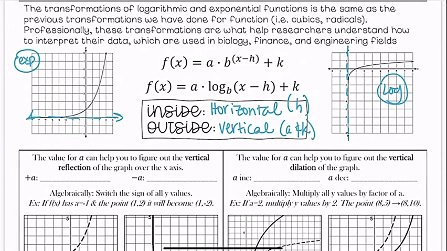For these ones, we don't have B. B is normally another horizontal dilation. We're not doing that for these because these have our base, and the way the base works differentiates between them.